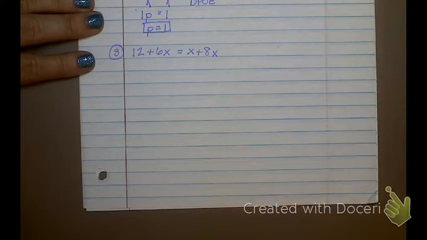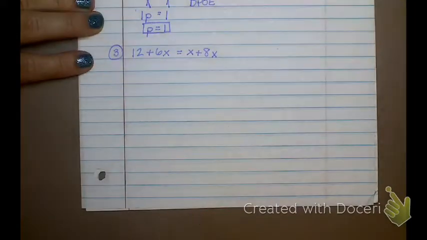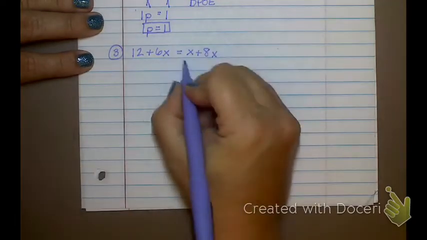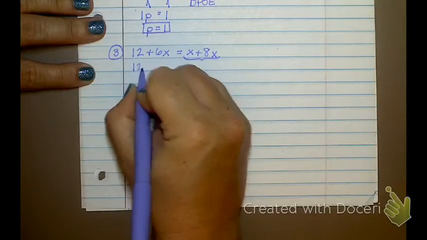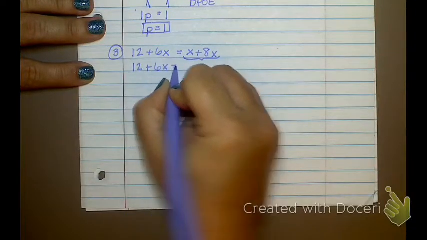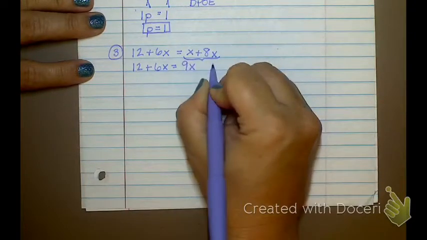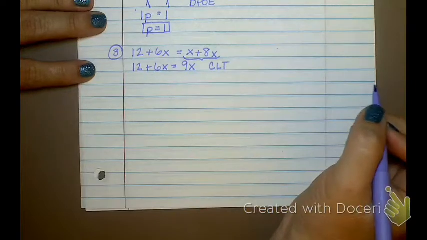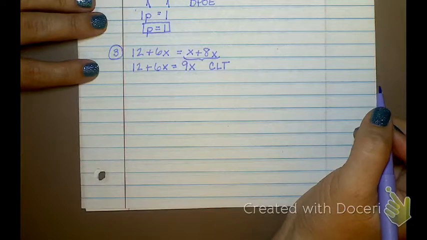So again, I'm still trying to get the letter by itself, and part of that process is getting the letter together with the other like terms. So do I have any like terms that are on the same side of the equal sign? Yes. So I'm going to start off by combining my like terms on the same side. So 12 plus 6x I'm not touching yet. But over here, x plus 8x, what does that give me? 9x. And that was my combining like terms property.